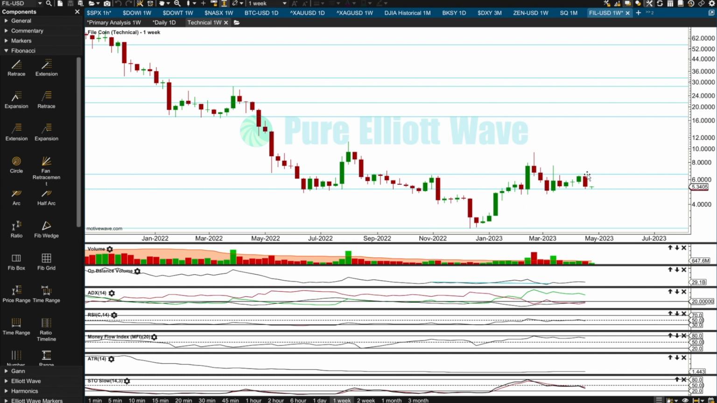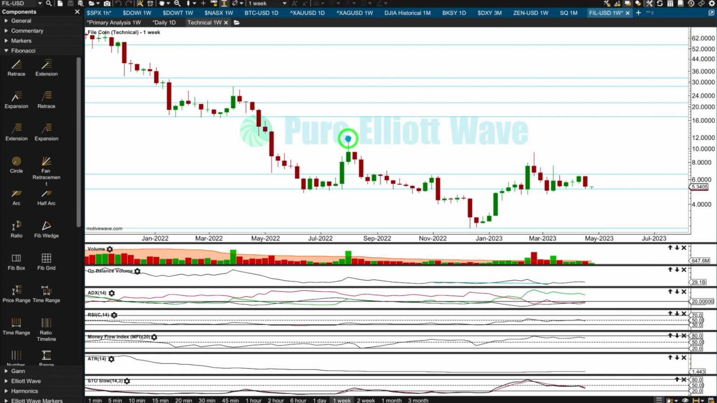There's resistance here about 6.4 and support here about 4.9 to 5.0. We need to see a breakout above resistance or below support to have confidence in the direction of the next trend. Within the bear market, there is a series of lower lows and a series of lower highs.